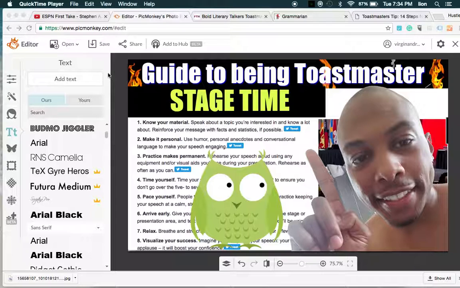And today we're going to talk about something really important: how to be the Toastmaster for the next meeting in your club. This is a guide on that position. This is probably the number one position.